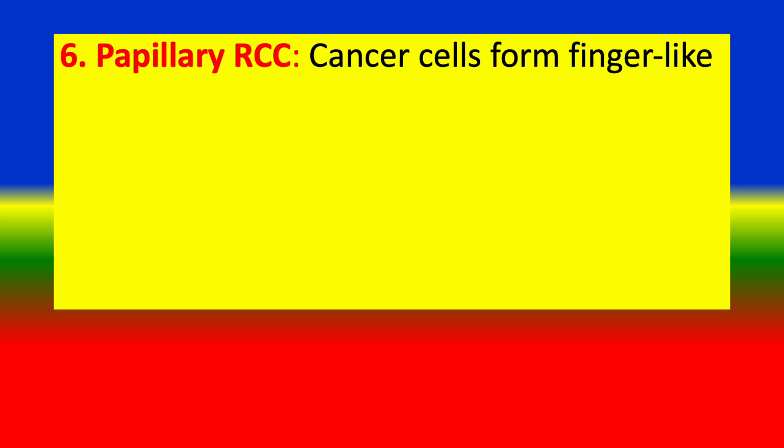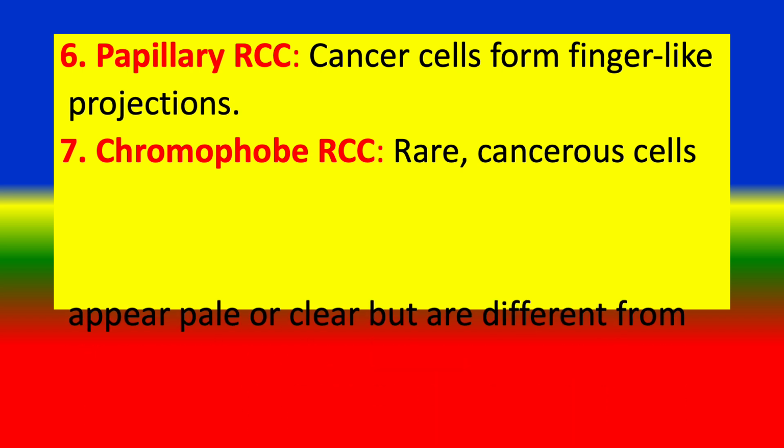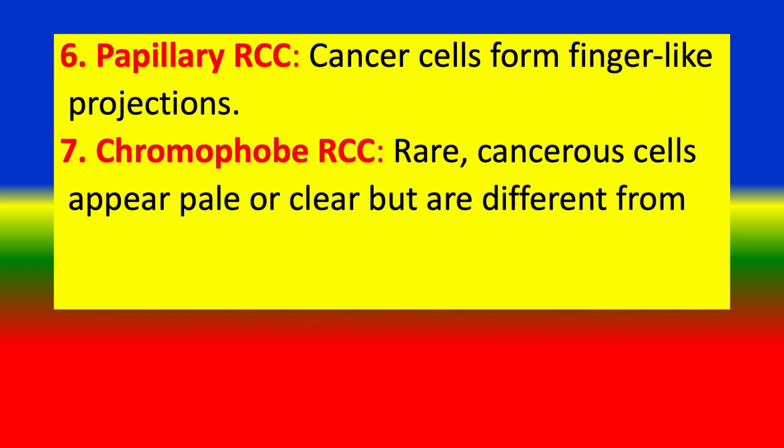6. Papillary RCC, cancer cells form finger-like projections. 7. Chromophobe RCC, rare cancerous cells that appear pale or clear but are different from those in clear cell RCC.